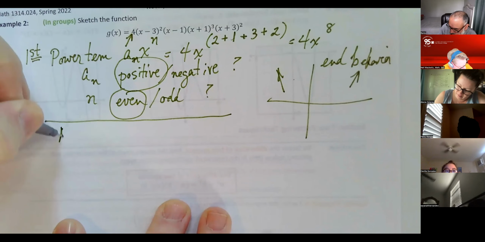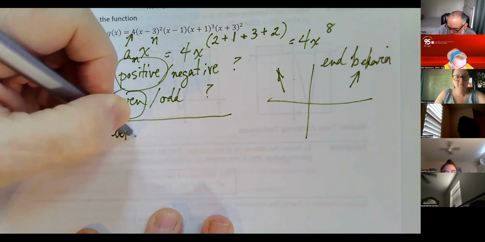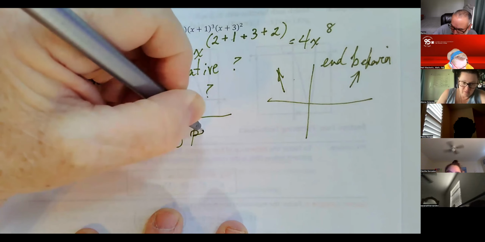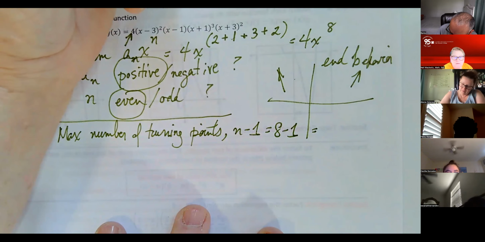What is the maximum number of turning points? N minus 1. That's right. Seven. N minus 1, and that's 8 minus 1, and that's 7. Good.